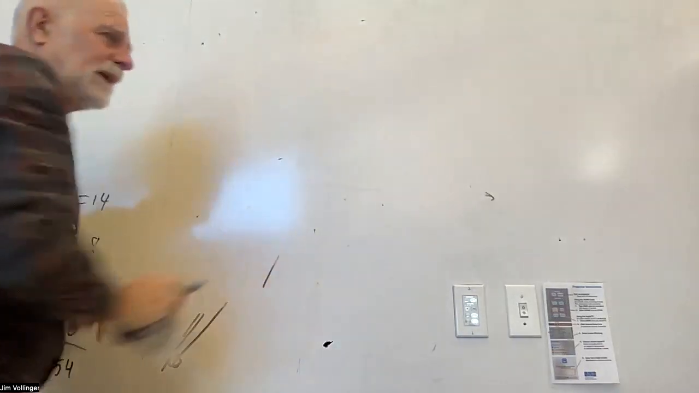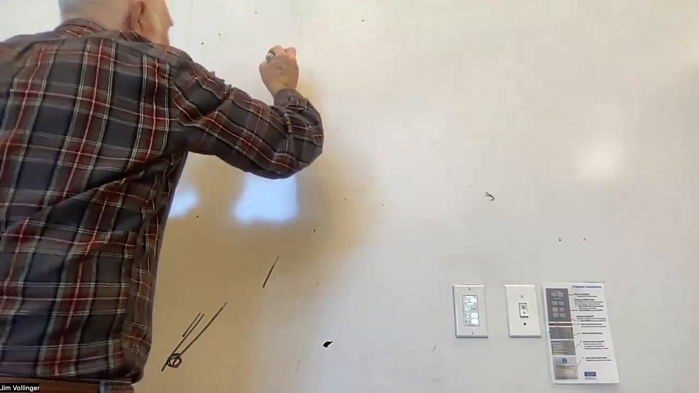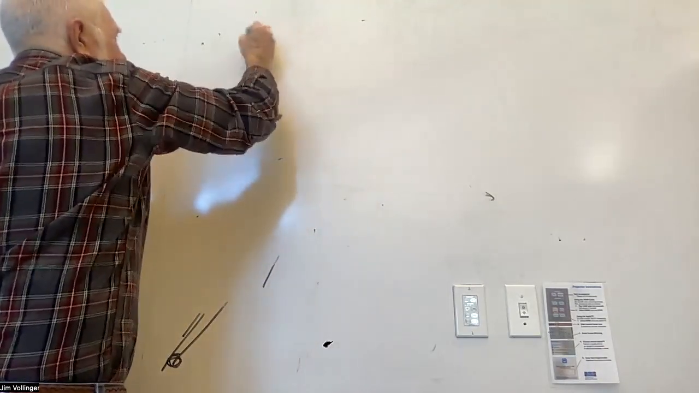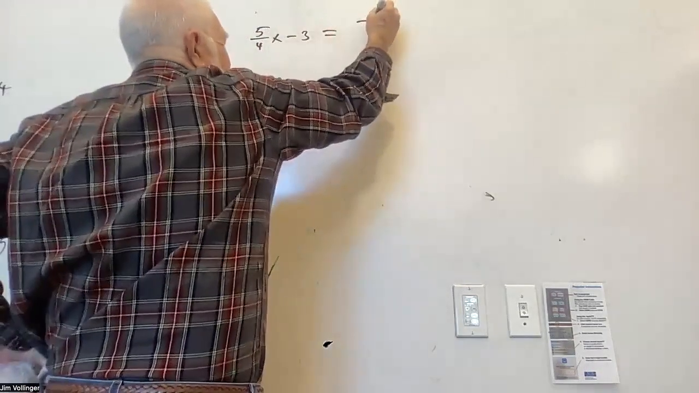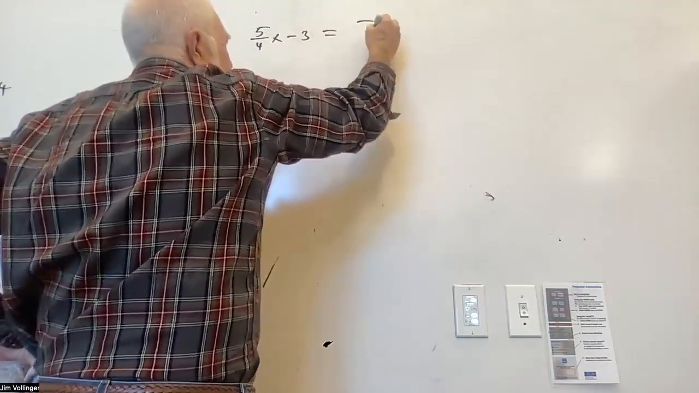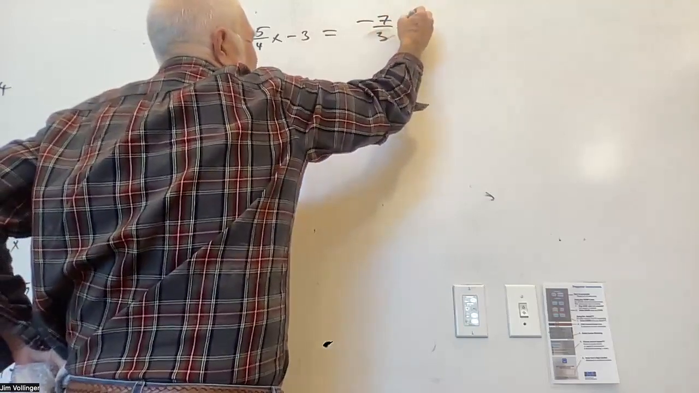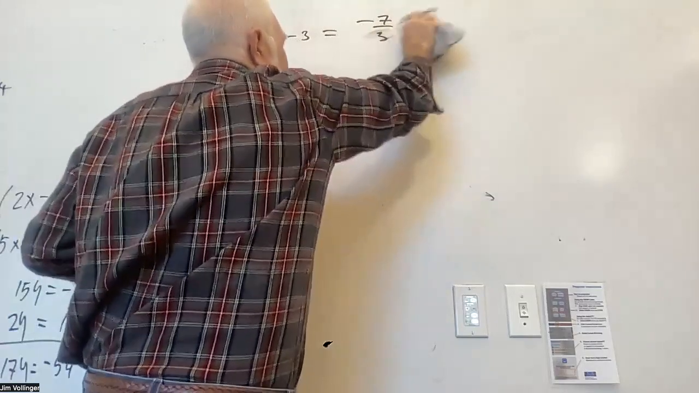Let's get something this time that makes that disappear and eliminate that problem from the graphical perspective. Let's look at 5/4 x minus 3 is equal to negative 7/3 x plus 4. Okay, it's got my x on both sides. Yeah, I'm definitely getting tired.